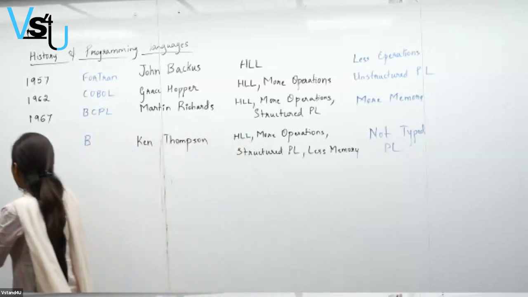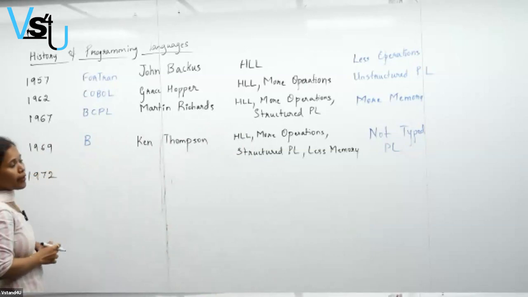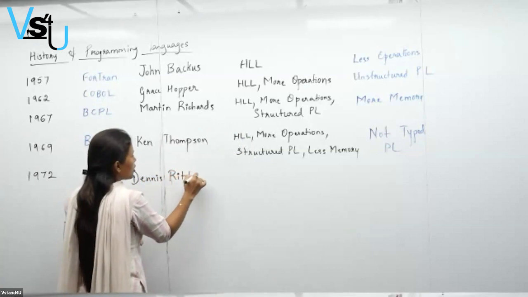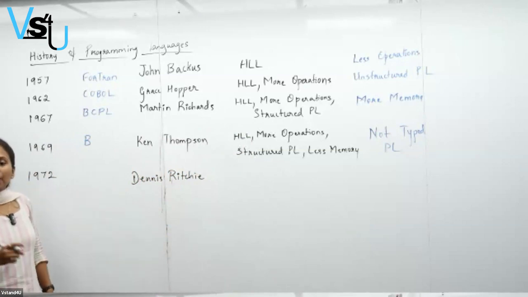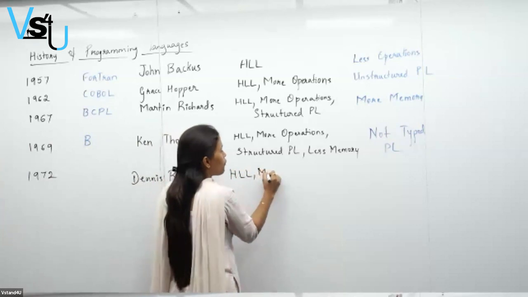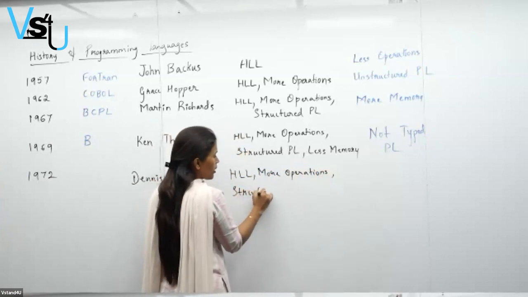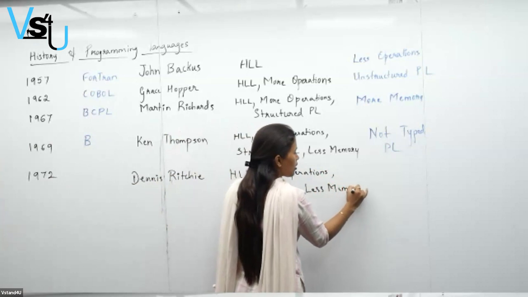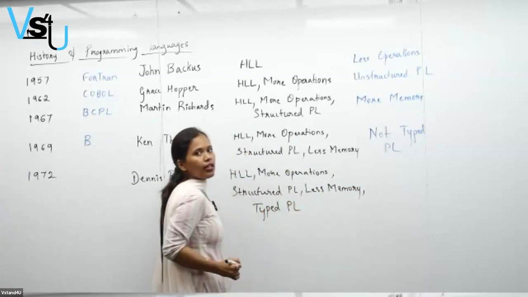That is when, in the year 1972, one person was there. The name of the person happens to be Dennis Ritchie. Somewhere you would have heard this name. Yes, there was one person by name Dennis Ritchie. He came up with one language, and definitely this was a high-level language. It performed more operations. It was a structured programming language. And also it occupied less memory. Along with this, it was a typed programming language.